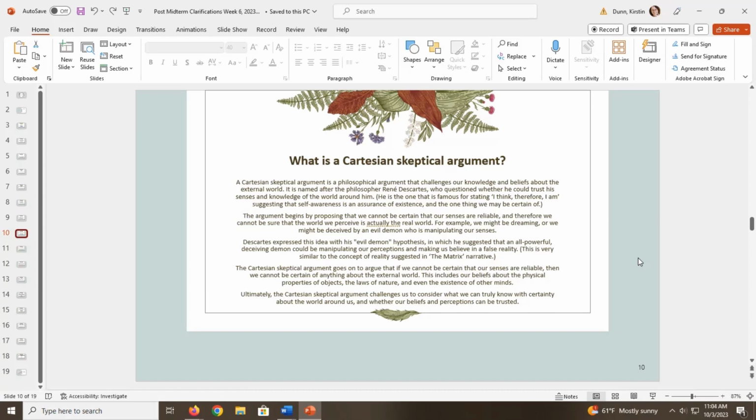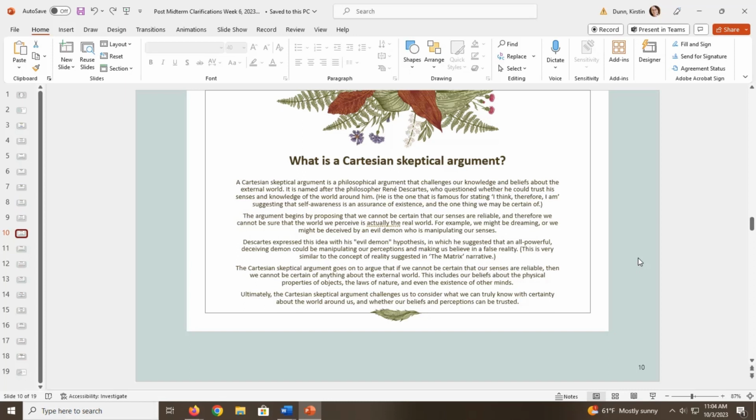The argument begins by proposing that we cannot be certain that our senses are reliable, therefore we cannot be sure that the world we perceive is actually the real world. For example, we might be dreaming, or we might have been deceived by an evil demon who is manipulating our senses. Descartes expressed this idea with his evil demon hypothesis, in which he suggested that an all-powerful deceiving demon could be manipulating our perceptions and making us believe in a false reality. This is very similar to the concept of reality suggested in the Matrix narrative.